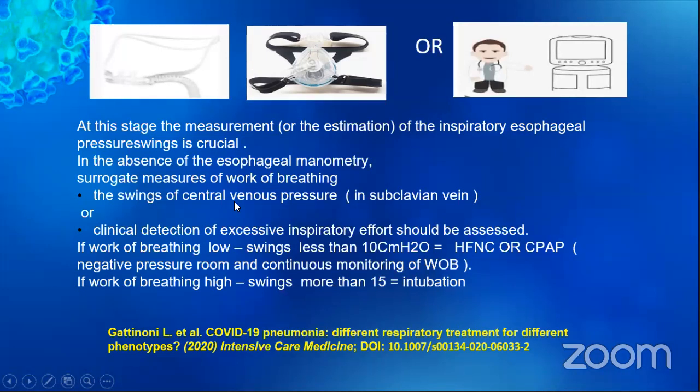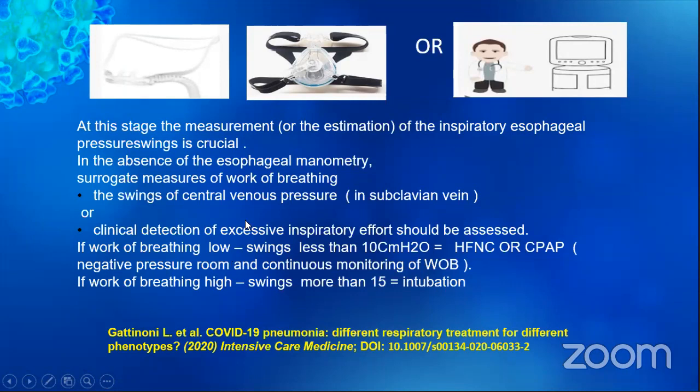in the subclavian vein, and we'll see the swings in the central venous pressure, inspiratory and expiratory. If the difference in these swings is 10, he considered this a low work of breathing, and he said such patients can be managed with high frequency nasal cannula and CPAP. And for example, if we see the work of breathing is increased and swings are more than 15 centimeters of water difference, then he asked that we should intubate the patient.